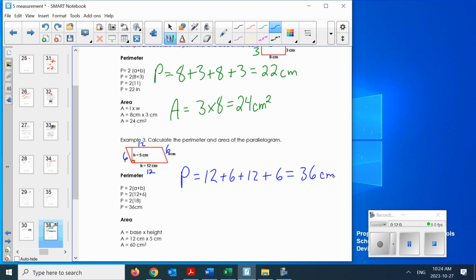The area, on the other hand, involves the base, 12, and then the height of 5. And that's 60. Now look, my unit was centimeters, so it's going to be centimeters squared.